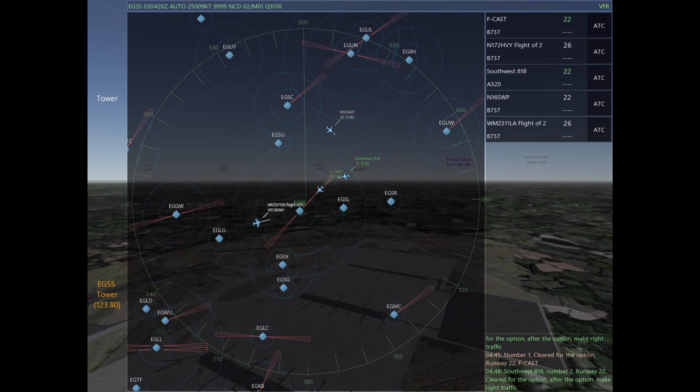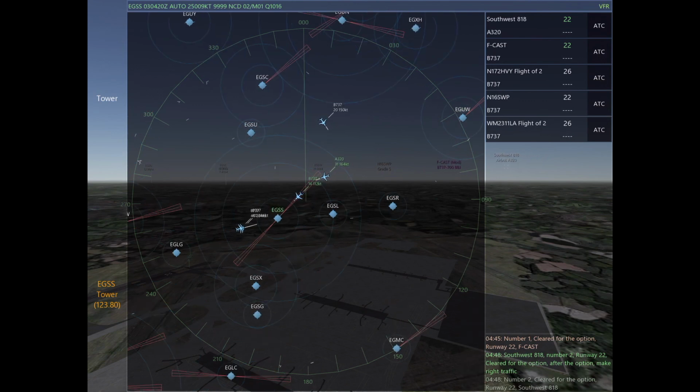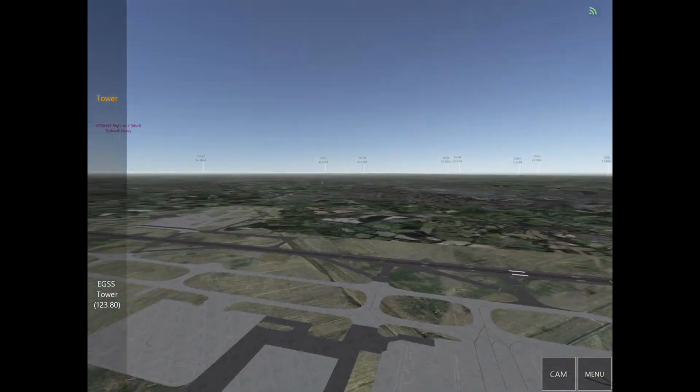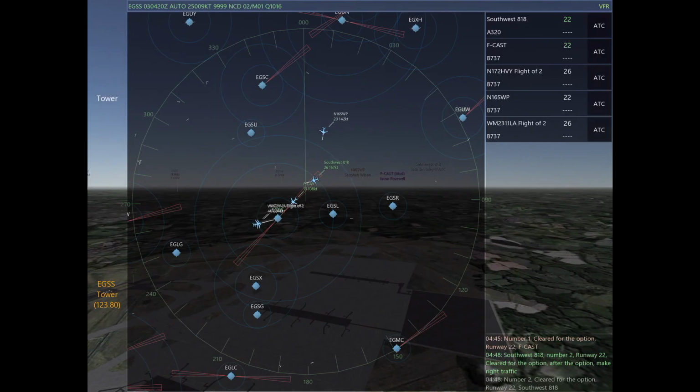Now, the reason I want him to make right traffic is I know that by the time he's on the go, my transition is going to be on the opposite side of the airport. So this is just a way to be a little proactive and avoid potential conflicts that are ultimately unnecessary if you plan ahead.